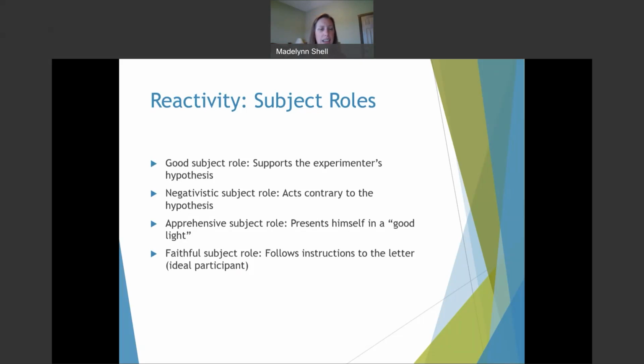These kinds of issues are especially problematic in studies that are conducted in the lab, where people are really aware that they're being studied. In field studies, in a natural environment, we can sometimes be a little more discreet and help address some of those things.